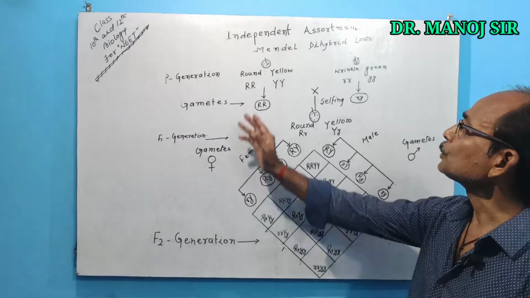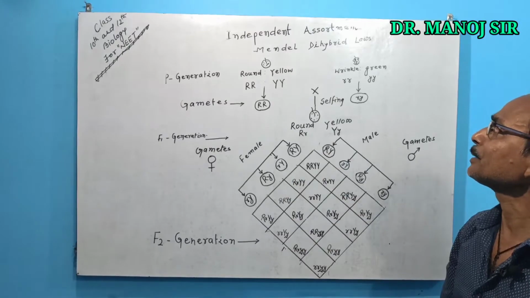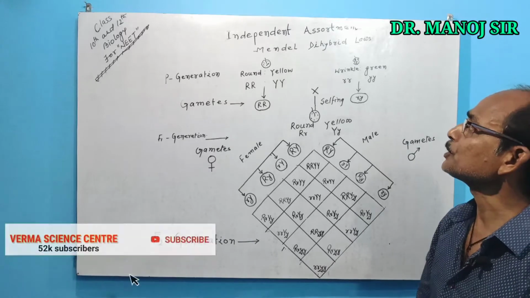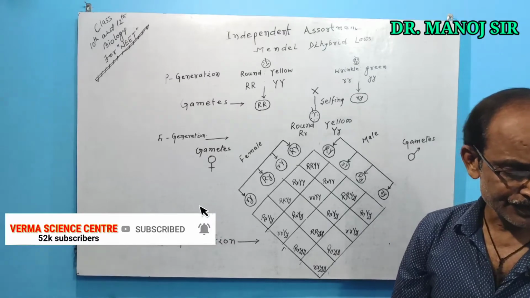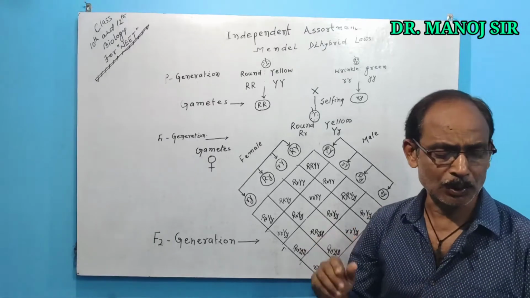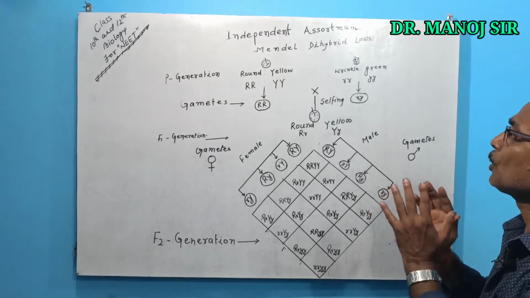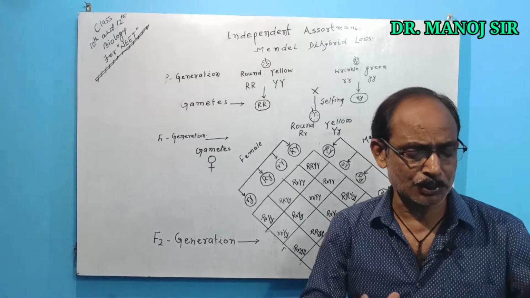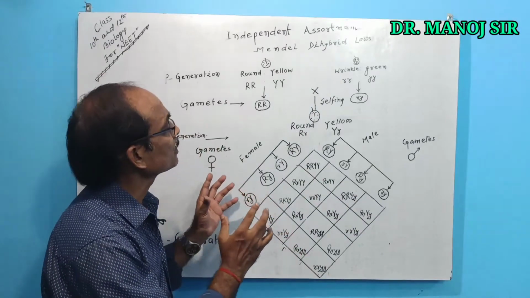And today in front of you the second postulate, that is Mendel's dihybrid law, which is known as the principle of independent assortment of factors, or it can also be known as Mendel's dihybrid law. In this law, two factors cross together from the F1 selfing gamete.